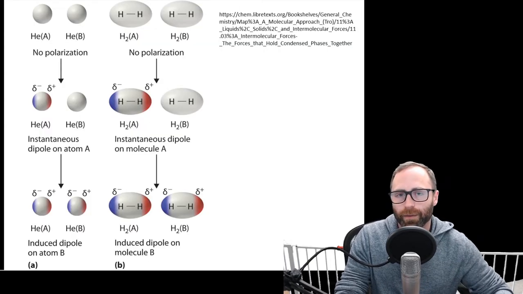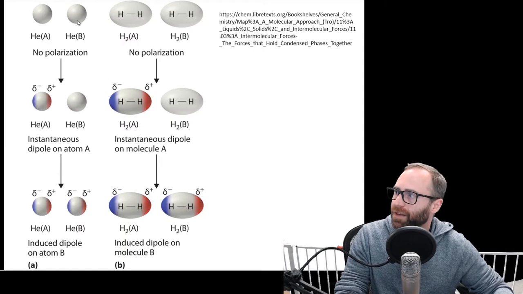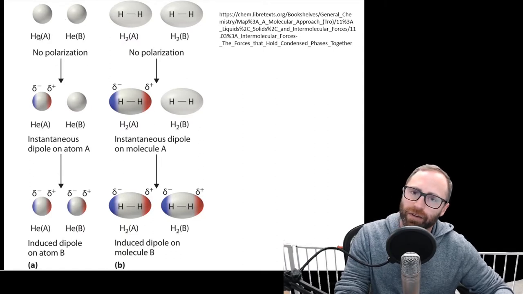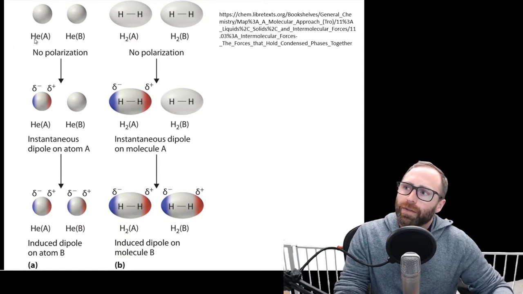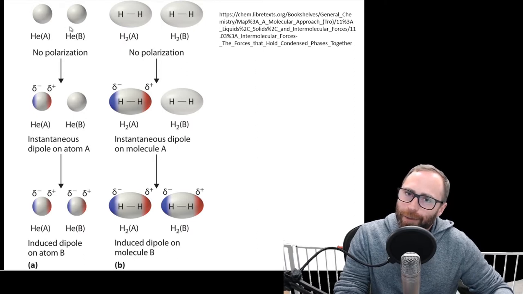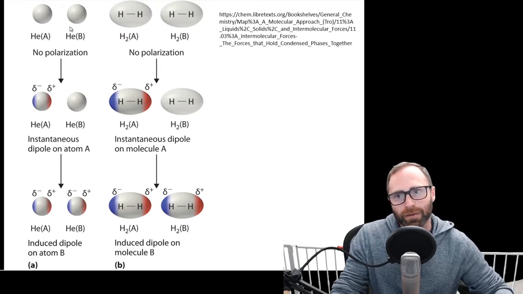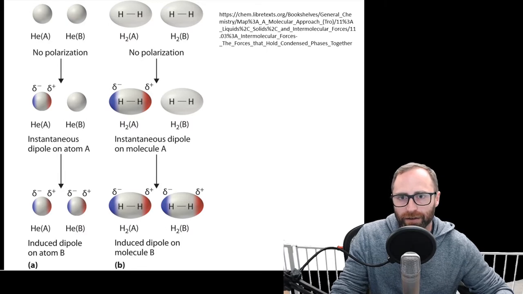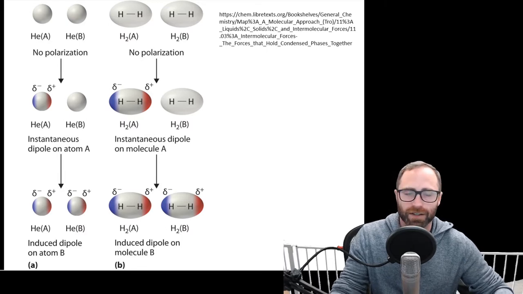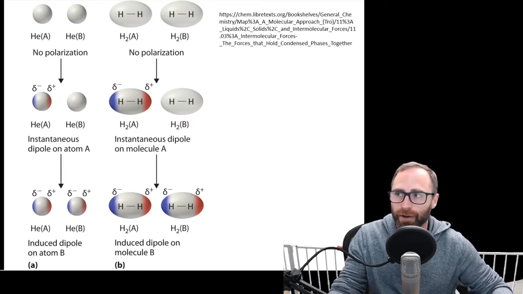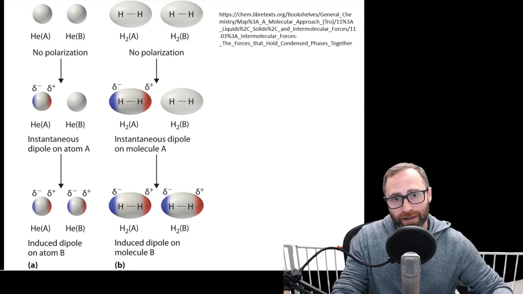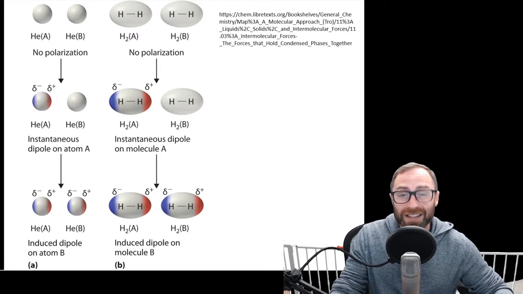Okay, so let's talk about why these things work. Let's take the example here on the left first. We've got helium atom A, we've got helium atom B. They're atoms, they're not polarized, right? They're nonpolar atoms by definition. The electrons are just floating around, and our helium is going to have two of these electrons floating around. Now, like we talked about with VSEPR, the electrons don't want to be next to one another. They're typically going to be apart as much as they can.